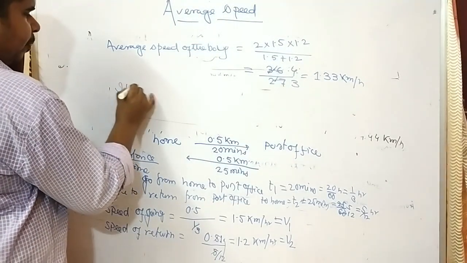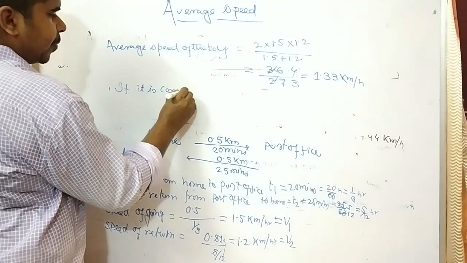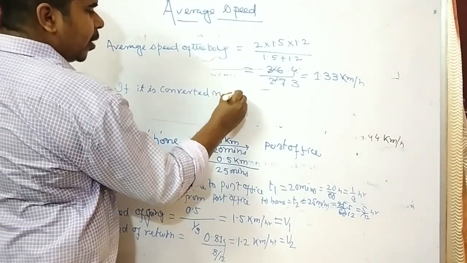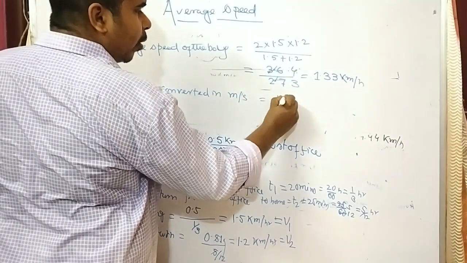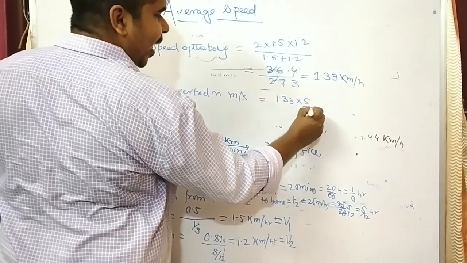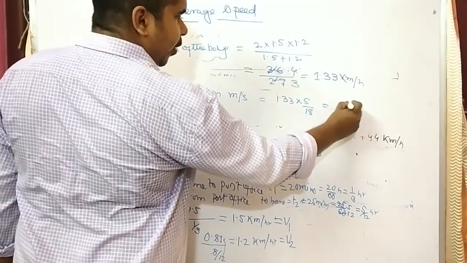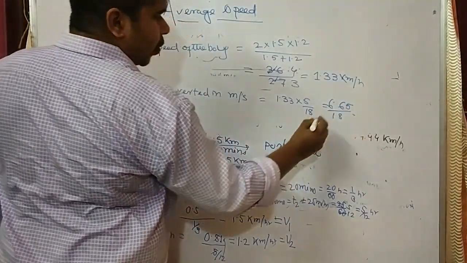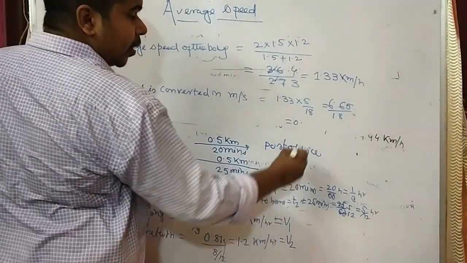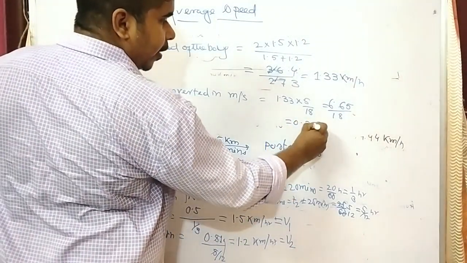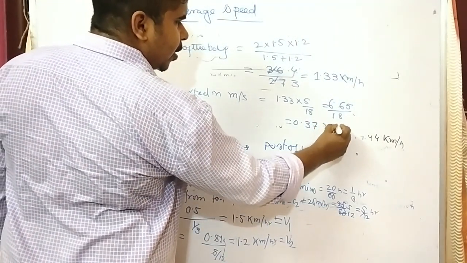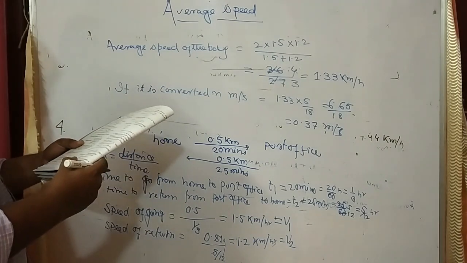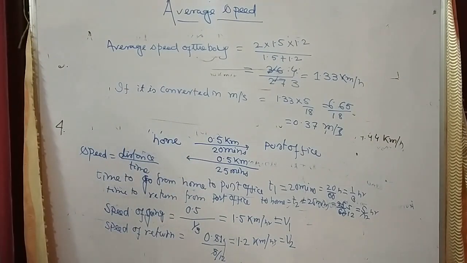If it is converted into meter per second, then it will be 1.33 into 5 by 18. So multiply, 6.65 by 18, and here it is 0.37 meter per second. See our answer? Yes, it is correct. So we have to go by our process, whether it is given in kilometer per hour or meter per second. Our answer is correct.